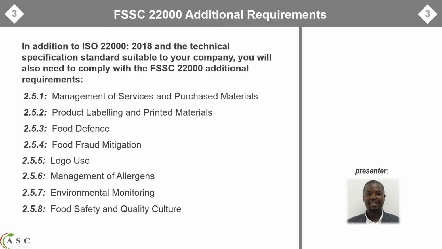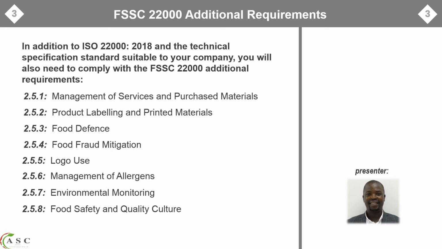Then under 2.5.5, it talks about logo use, and that is also applicable to all food chain categories. There they have added that certificates of analysis or certificates of conformance, that is your COAs or COCs, shall not have any FSSC 22000 logo or any statement or make reference to its certified status. That also is applicable where exclusions to the scope of certification apply.